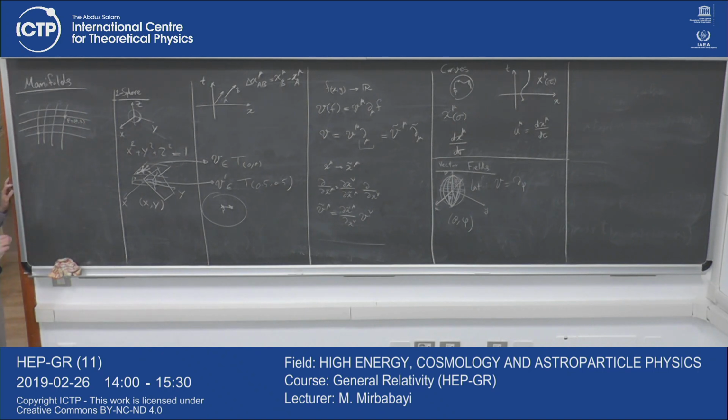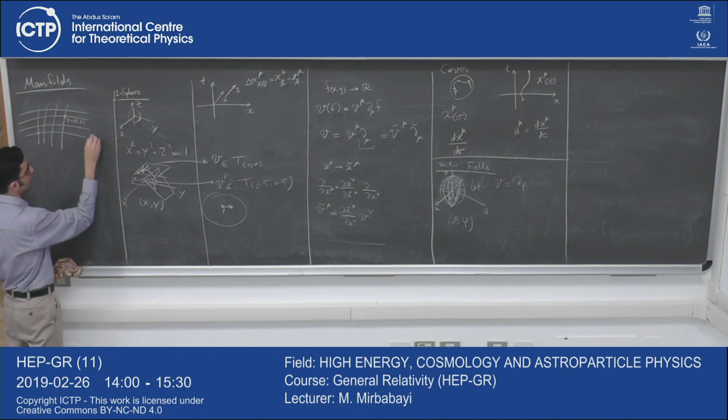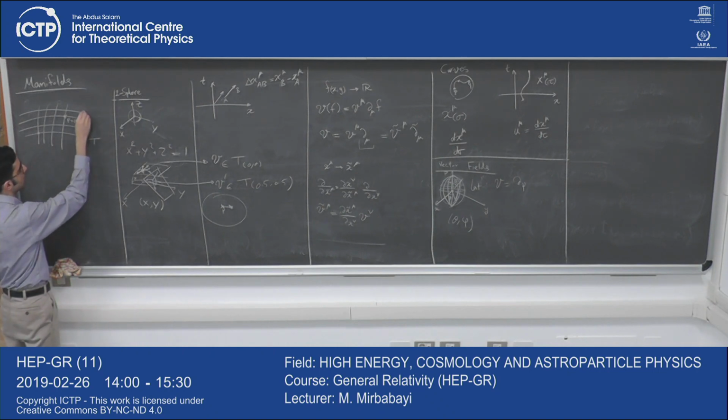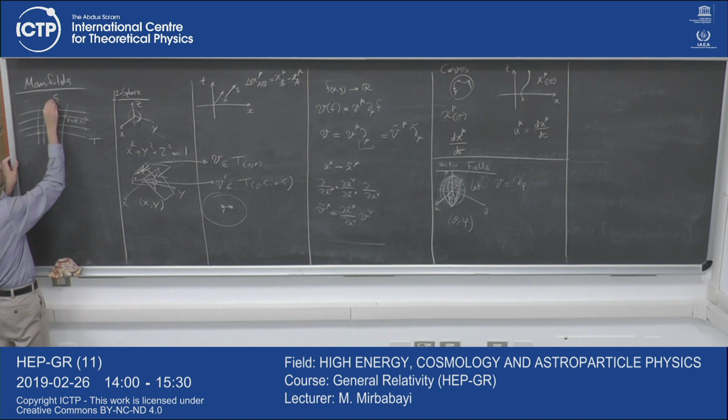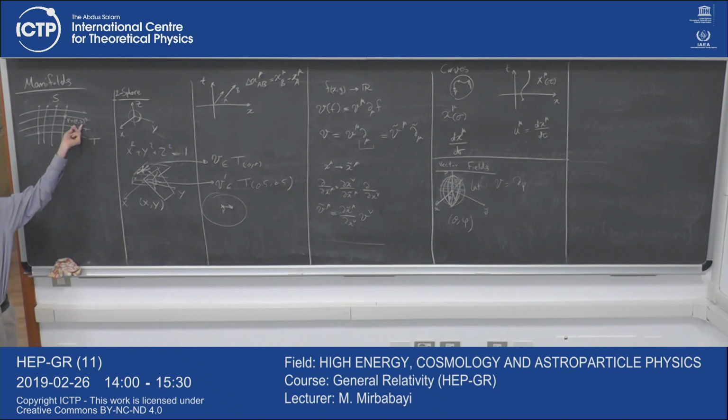And what is the meaning of these two numbers? The two numbers tell me, starting from the origin, how much I should travel along the vector field. So let's call this vector field T, and this vector field S. This collection of two numbers, T and S, tells me how much I should travel along T and how much I should travel along S to arrive at that point P.